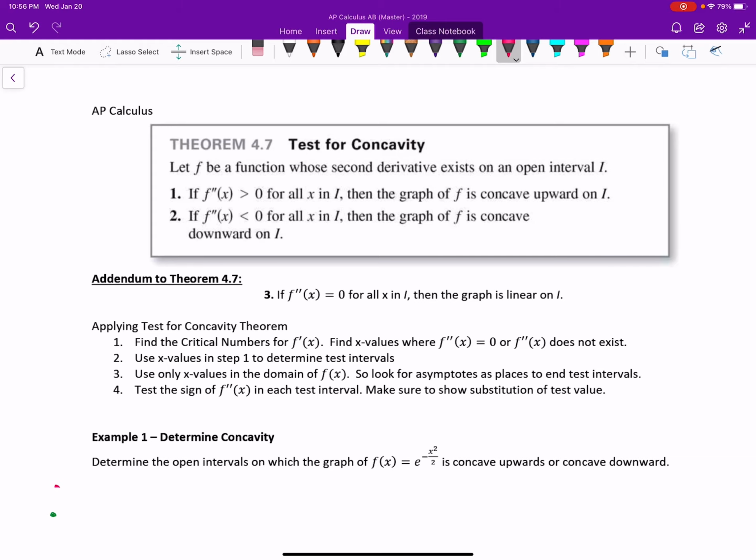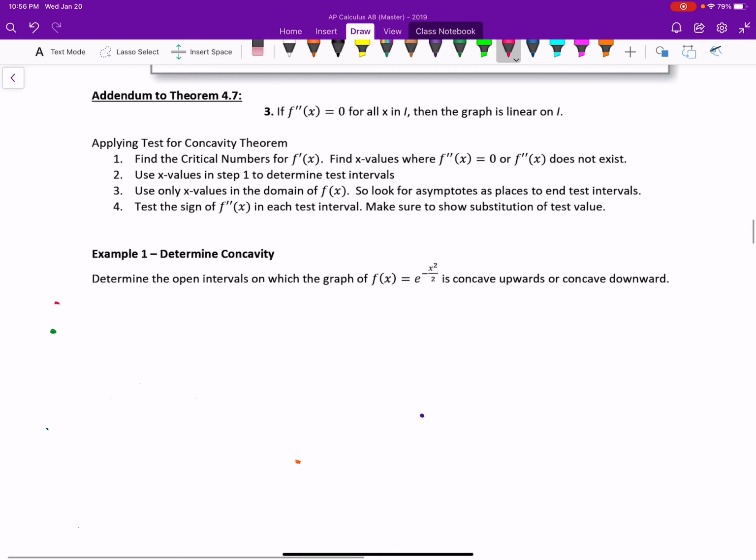So let's try example 1. Determine the open intervals on which the graph of f of x equals e to the negative x squared over 2 is concave up or concave down. So that means I need to really figure out the second derivative and then find the testing intervals to use. So the first thing we need to do is find the first derivative using the derivative rules. So give it a shot first.